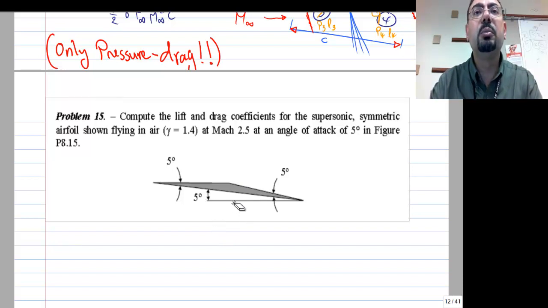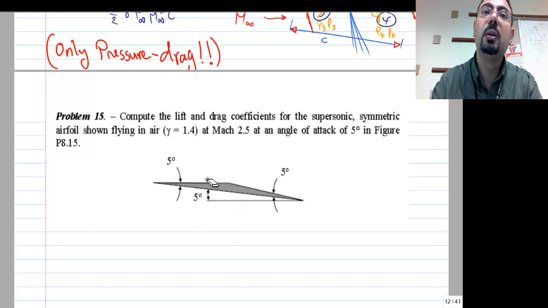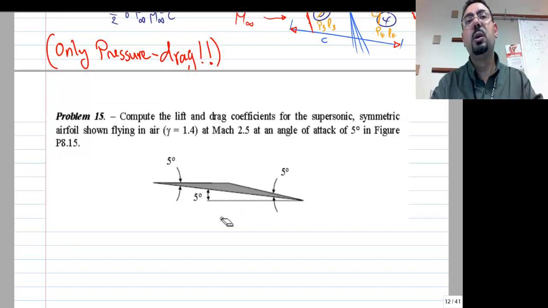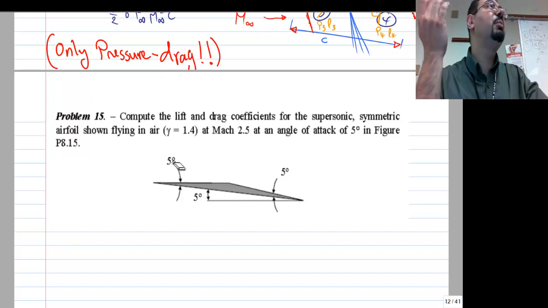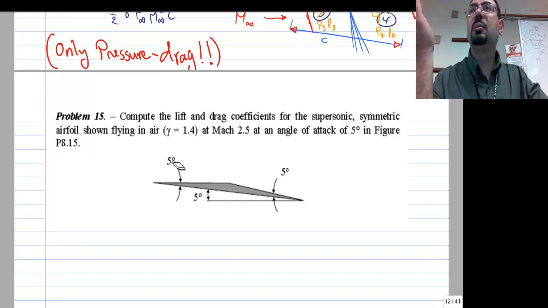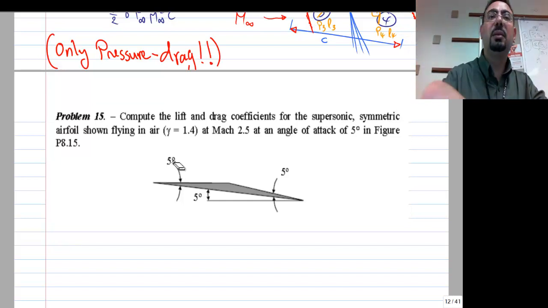So this actually was a midterm, I think last year probably. This is problem 15 in our textbook also. He said calculate the lift and the drag coefficient for that airfoil, Mach number 2.5, angle of attack 5, and see, he didn't give us the P infinity. He didn't mention what's P infinity. Why? It doesn't matter, right? All we have to do is get the solution.